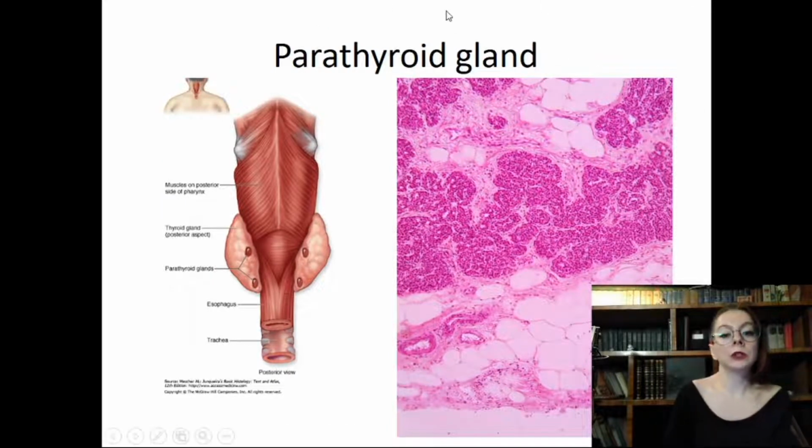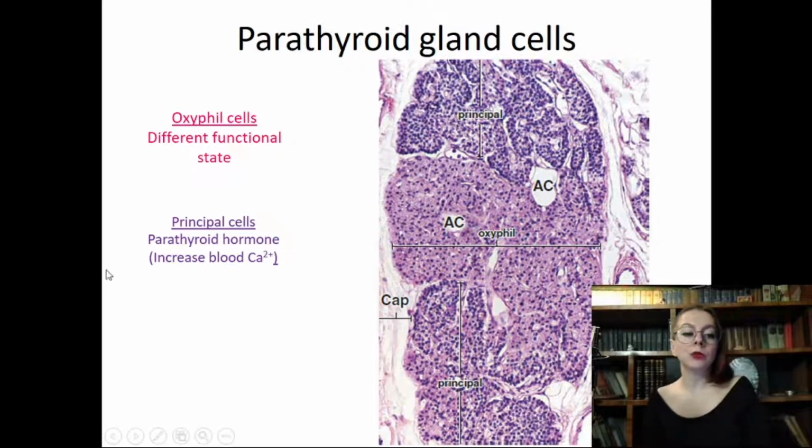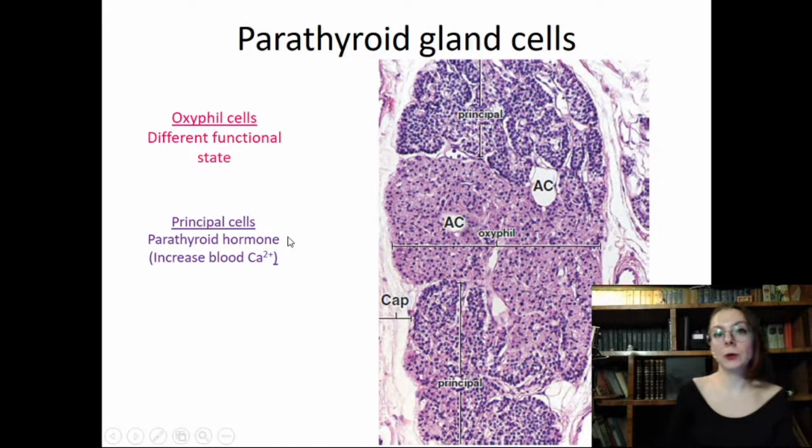Then the parathyroid glands. There are 4 of them incorporated inside the thyroid, and we say that there is an upper pair and a lower pair. Collectively there are 4. In histological structure we distinguish the oxyphil cells, which here are a little bit more oxyphilic, and principal cells, which are more basophilic, and they produce parathyroid hormone.